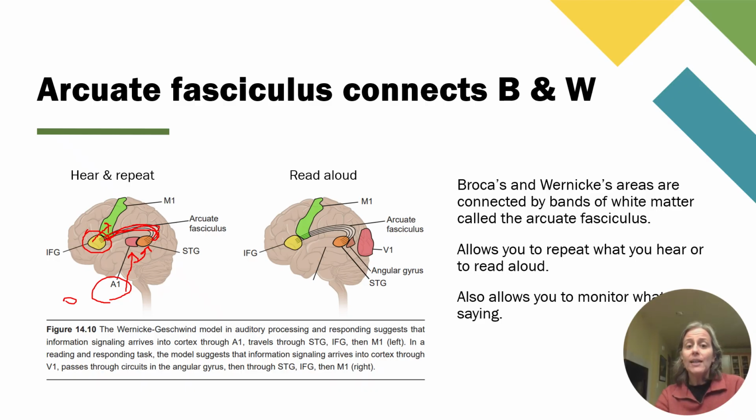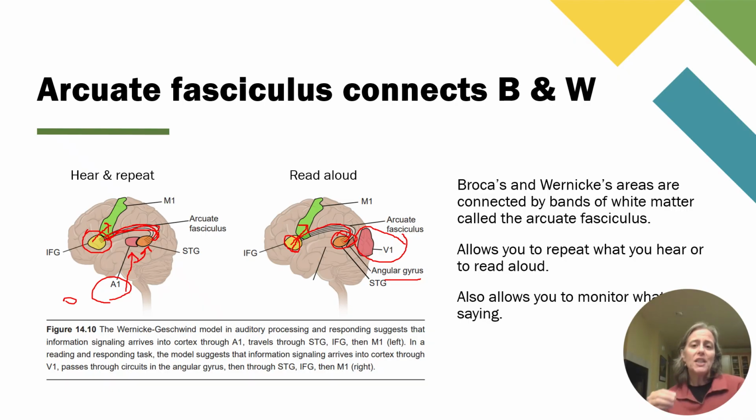And if you're going to read out loud, in this case, then we would be using V1. So we're using our primary visual cortex, right? Because we're getting this sensory language information through our eyeballs. And then there's this additional place called the angular gyrus, and then again to Wernicke's area here, and then that's going to go through the arcuate fasciculus to Broca's area to come up with the motor plan so that you can speak the words out loud.